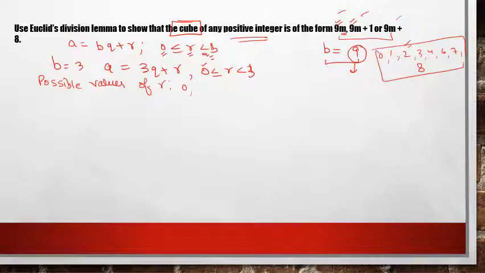Firstly 0, then 1, then 2. We cannot take 3 because it is not equal to; it should be less than 3. So these are the values. Now if you substitute here the values of b and r.